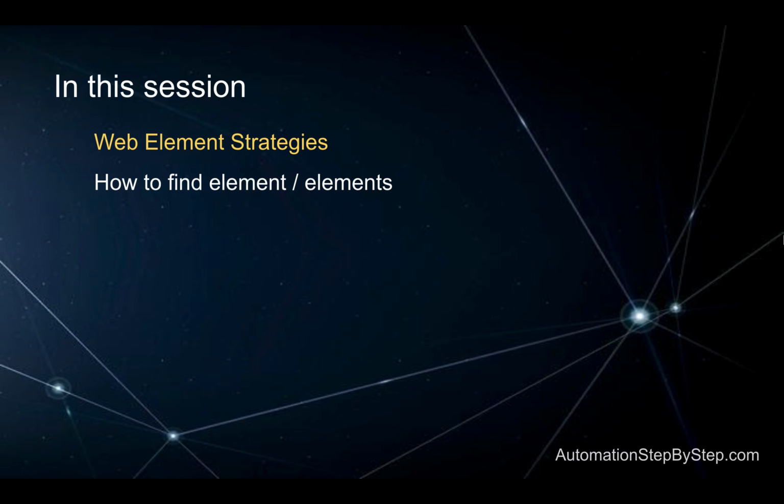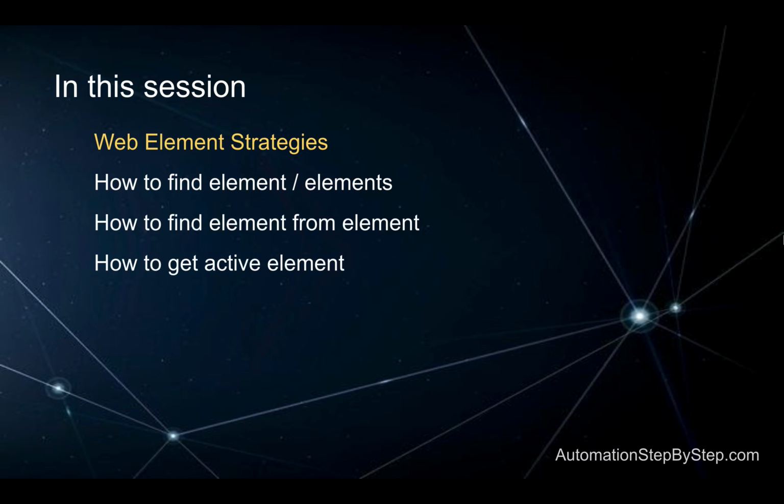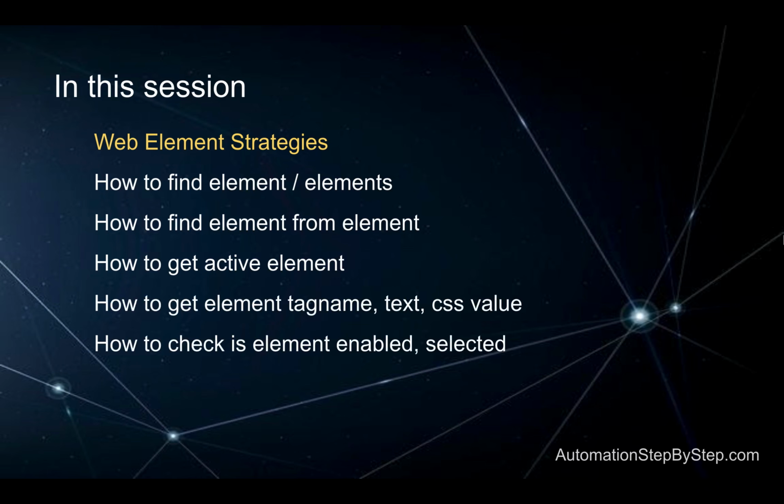So we are going to learn how to find an element and how to find a list of elements in Selenium, how to find an element within an element. We are also going to see how to get an active element and then we can get the properties or do some action on the active element. We are also going to learn how to get element properties like tag name, text, CSS value, etc. And then we are going to see how to check if an element is enabled or if it is selected or not. So this is going to be very interesting.